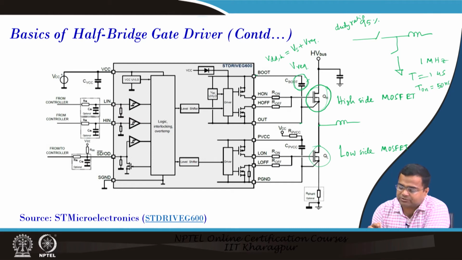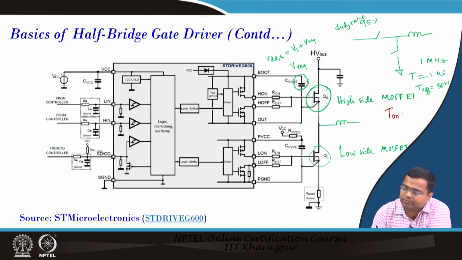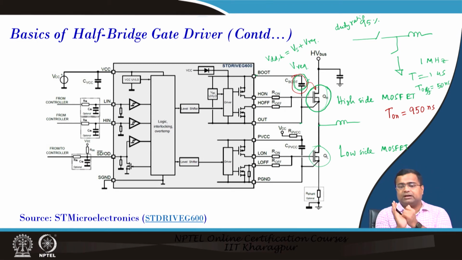Sorry, 99%, so this is the off time, and what is your on time? T on will be 950 nanosecond. Now, during T on, this capacitor has to supply to this gate. That means it will be charging the capacitor of the MOSFET, the gate to source capacitance. As a result, this bootstrap capacitor discharges. So, if the bootstrap capacitor is not large enough, it will discharge and cannot provide sufficient voltage, and the MOSFET can turn off.